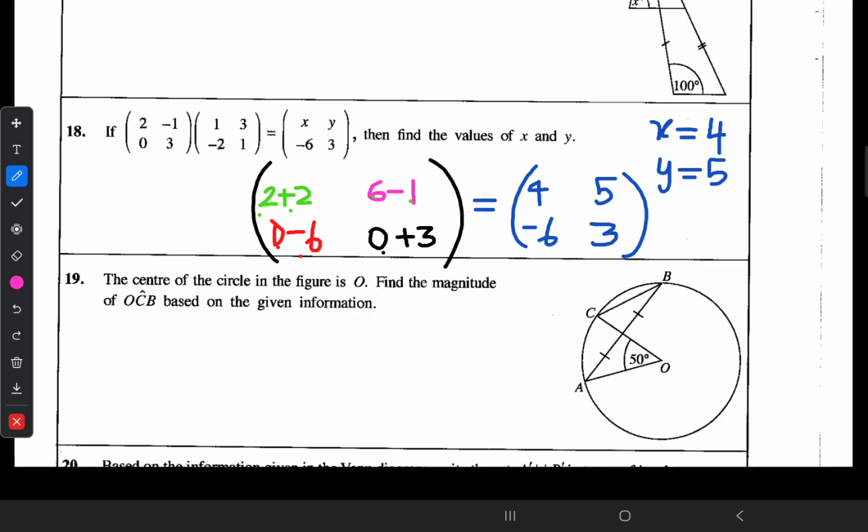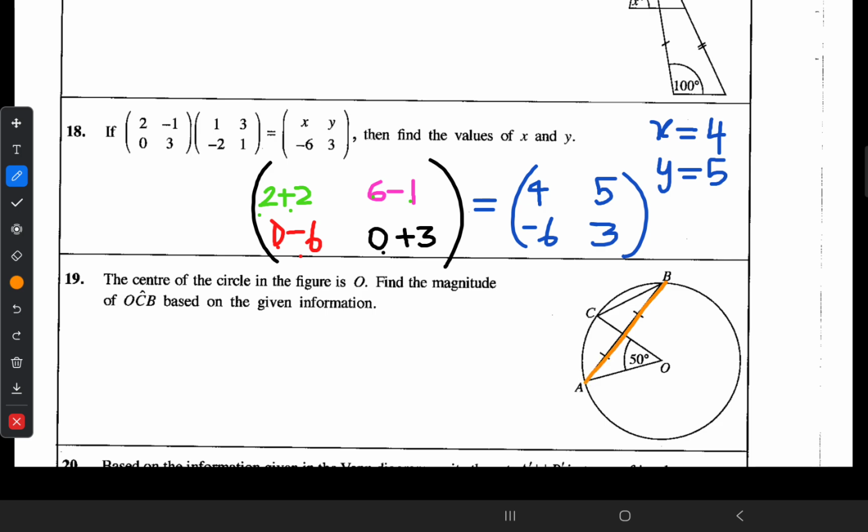And 19th question. The center of the circle in the figure is O. Find the magnitude of OCB. OCB, this one. Let's find. Here there are two theorems we need to apply. The first theorem would be, this is a chord, no? Look at this.